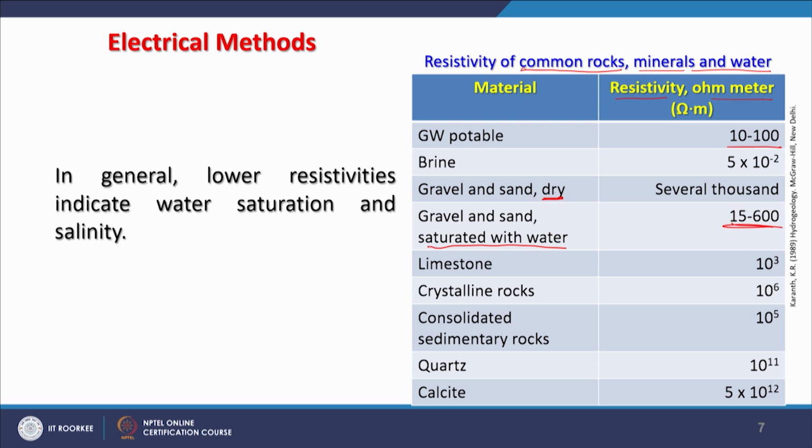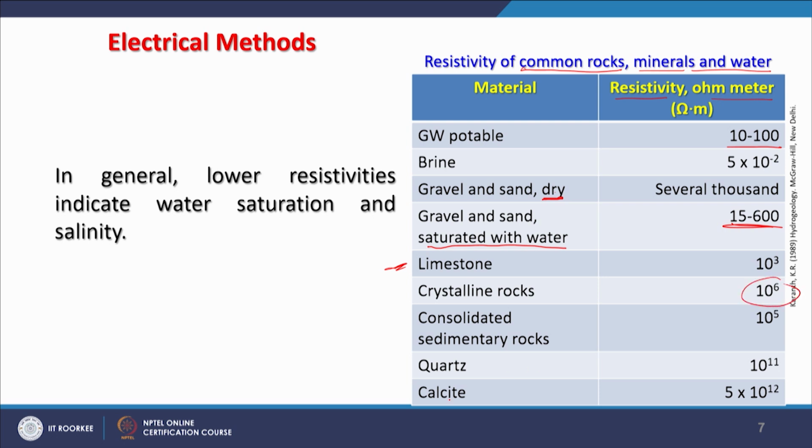It has to be tested, but normally we will get a range of ohm meter between 15 to 600. Now, when we come to typical rocks like limestone, it will have 10 to the power 3, the resistivity is quite high. In crystalline rocks, it is further high, it is 10 to the power 6.